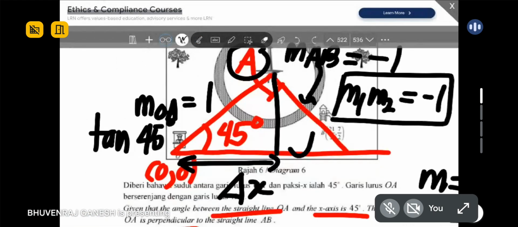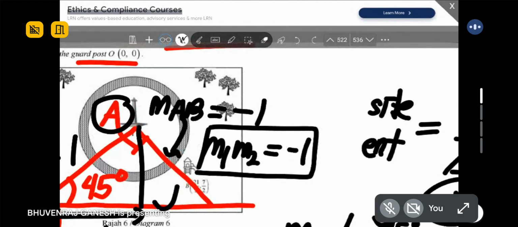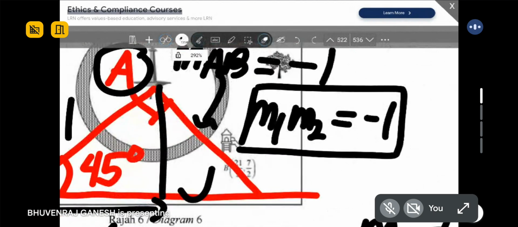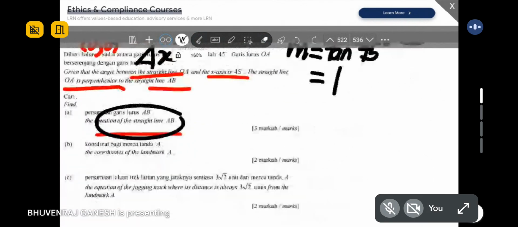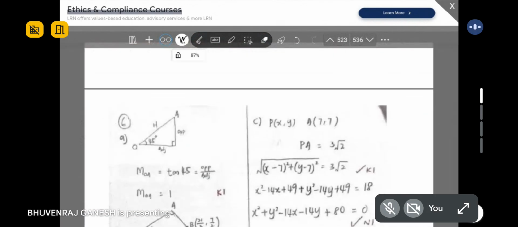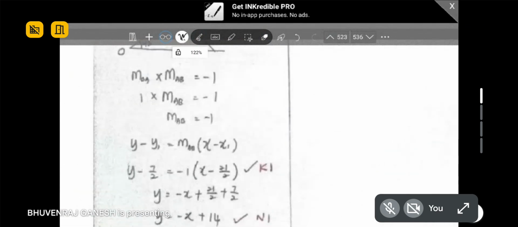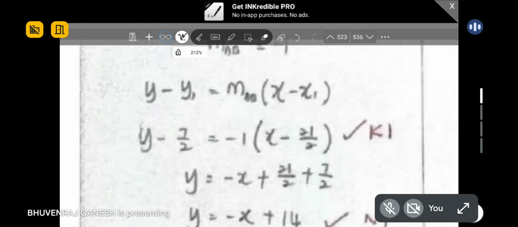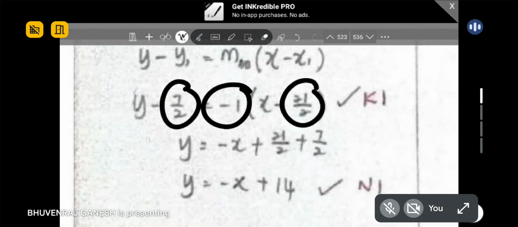Okay? So now you have all the information, so you can form the equation of AB. Am I right? You have the gradient of AB. You also have a point here. The point is 21 over 2, 7 over 2. So just use your equation, y minus y1 equals m times x minus x1. Sorry, over here. This one. Okay, so you guys can see over here. I substitute the y value, substitute the x value, and substitute the gradient. Kecerunan is -1. Expand, and you will get the final answer, -x plus 14. Okay, all of you clear?